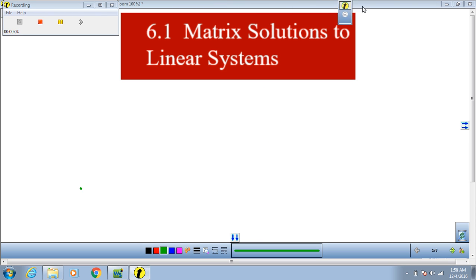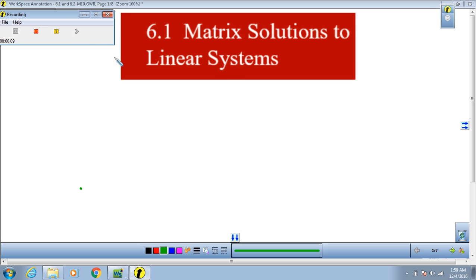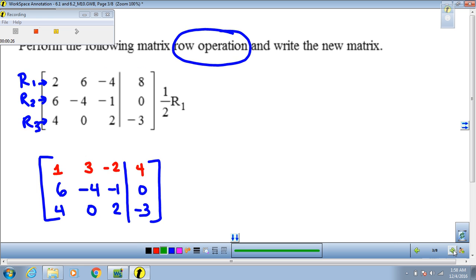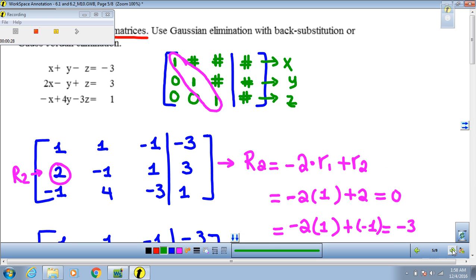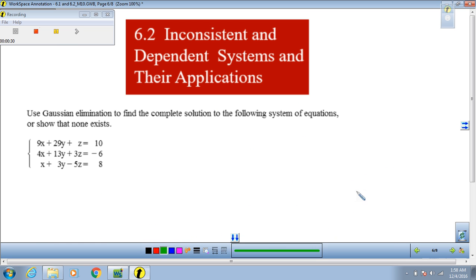This is a lesson that I told you I was going to record about the 3 problems that I didn't get to do in class related to solving systems of linear equations by using matrices, by using the Gauss-Jordan elimination with back substitution. So I did section 6.1. You can see the problems that we had already worked in class. And so 6.2 is basically what I didn't get to do.